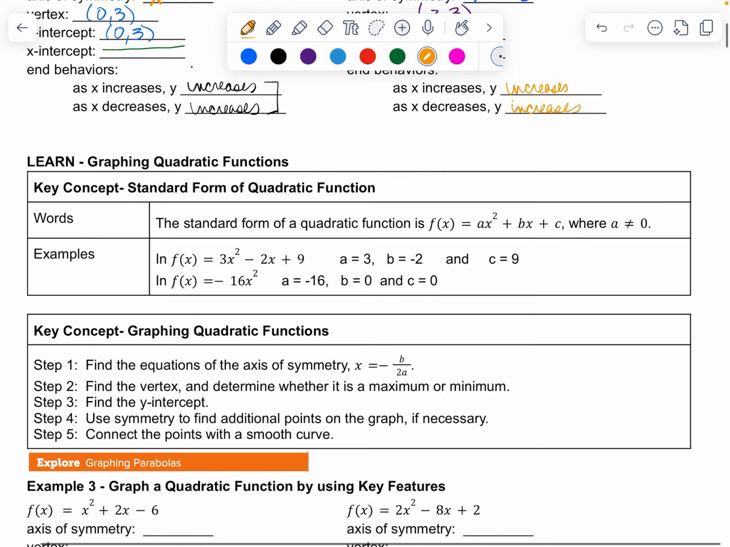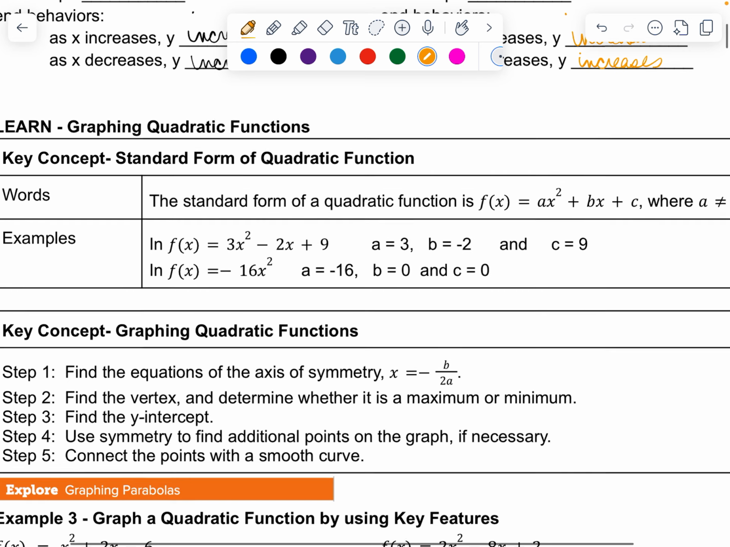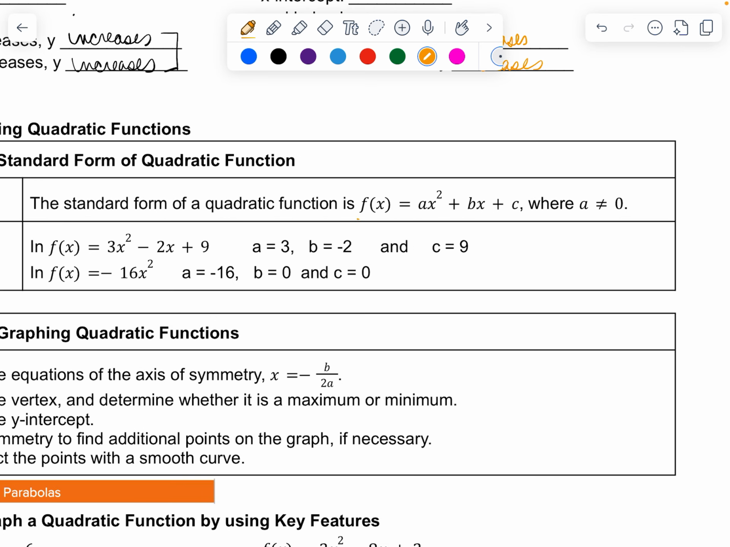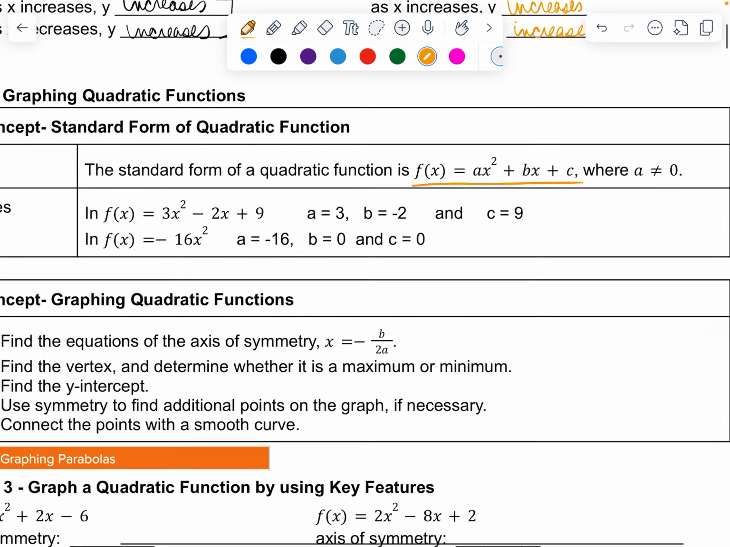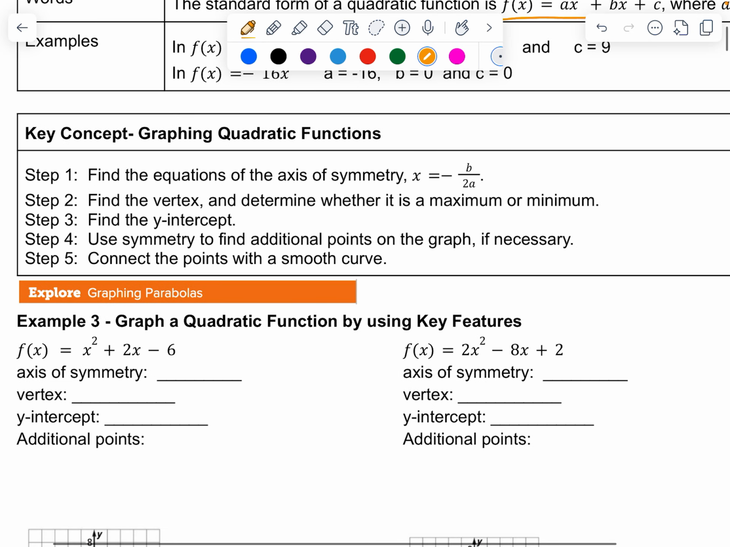So, standard form. Okay, we've talked about this already. We're just adding on either f of x or y. Remember, they're the same thing. Okay, what's the a value? What's the b value? What's the c value? So, graphing quadratic functions. Okay, here we go. So, find the axis of symmetry. Negative b over 2a.